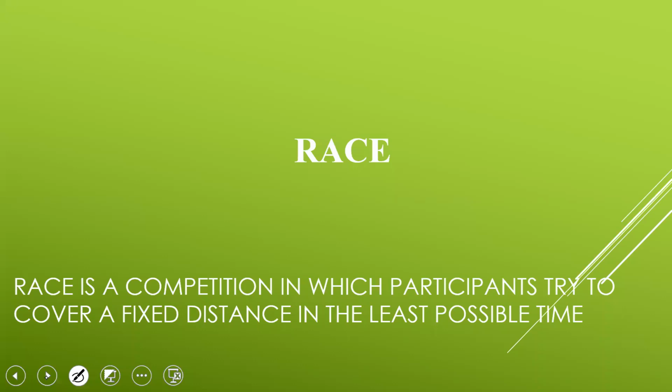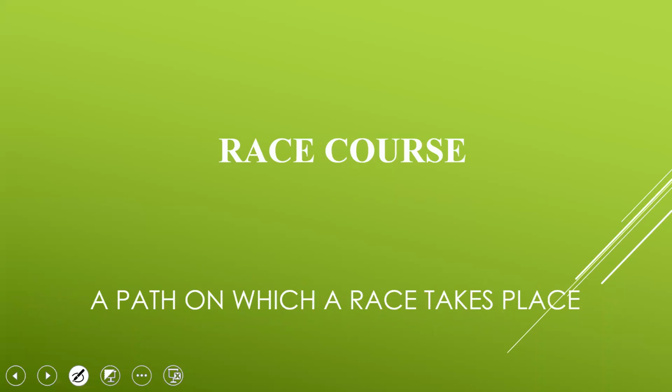First term is race, which is very familiar to us. Race is a competition in which participants try to cover a fixed distance in the least possible time. Race may involve running, riding, driving, rowing, etc. What is race course? A path on which a race takes place is called a race course. For example, ground, road, swimming pool, etc.